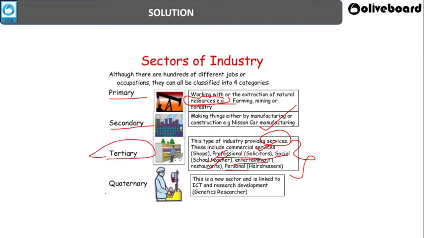And last but not the least, we need to have an understanding of what is quaternary sector. This is a new sector, and this is mainly linked to ICT, that is the information and communication technology, and also with respect to the research, right? So all those which are into R&D, which are into ICT, you can classify them as the quaternary sector, right? So these are the basic sectors of industry.